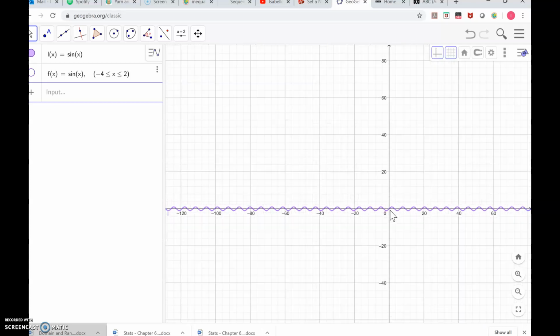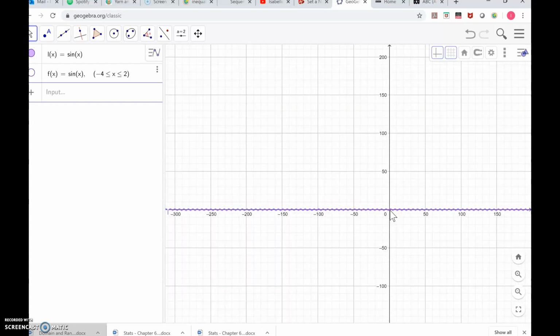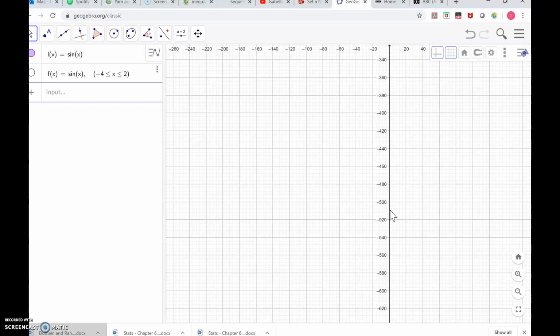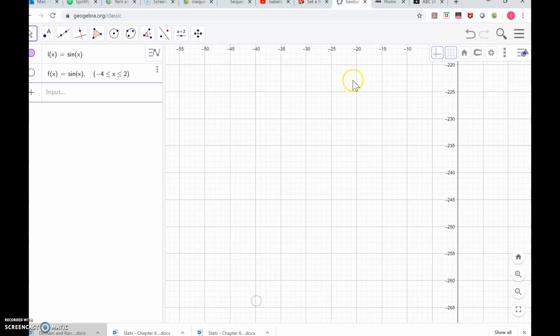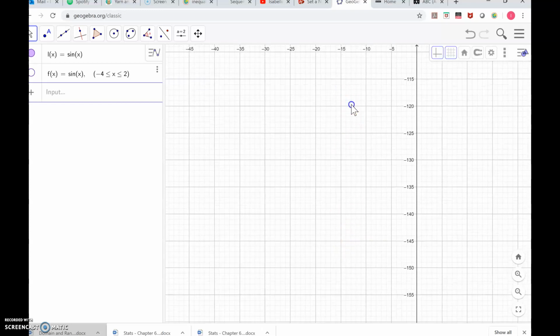we would say the domain of this function, because if I keep zooming out and zooming out forever, it just keeps going. It repeats forever, and regardless of what x is, it's just going to keep on repeating and repeating.